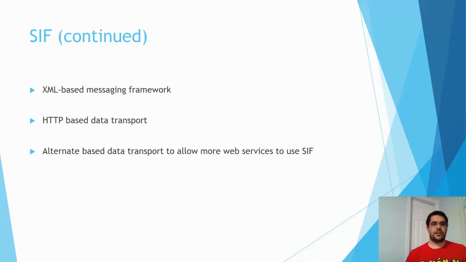SIF is an XML-based messaging framework. So basically, it sends messages. It would have each application sending a message to a centralized thing, and all the messages would be in the SIF vocabulary format. The messages would be transferred over HTTP, and there are also alternate data transport methods available so that more web services can use the SIF vocabulary.